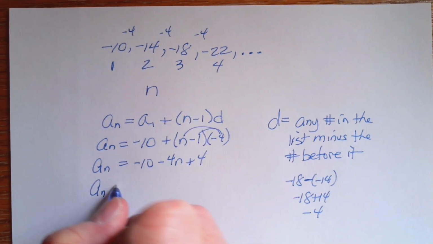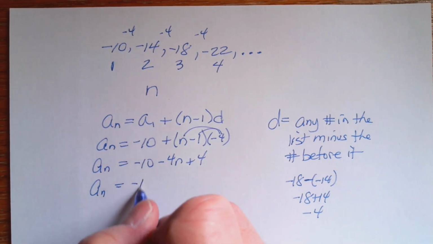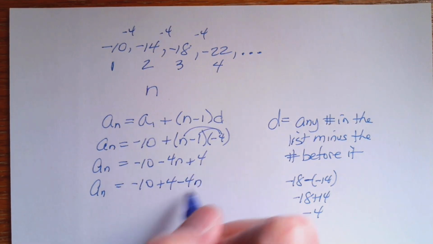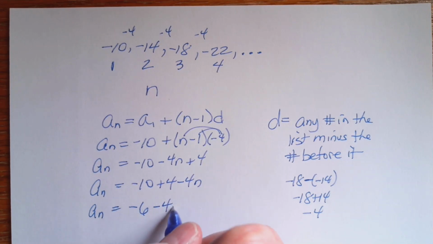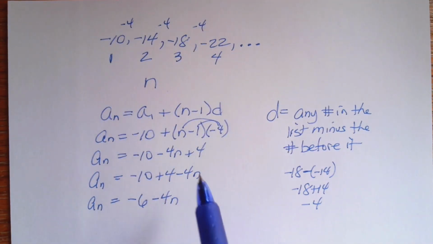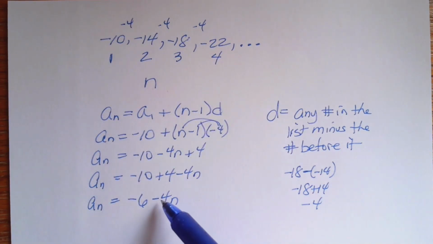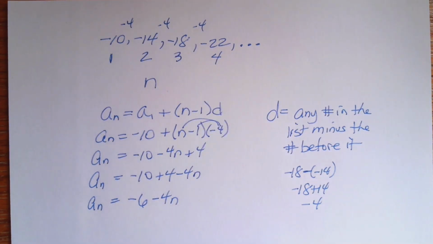So you're going to have a sub n equals negative 10 plus 4. I'm going to move that over. So I'm going to have a sub n equals negative 10 plus 4 is negative 6 minus 4n. And that is the explicit equation of this right here. I can take any term and get the term number. So the third term is going to be negative 4 times 3 is negative 12, negative 6 minus 12 is negative 18. There it is.